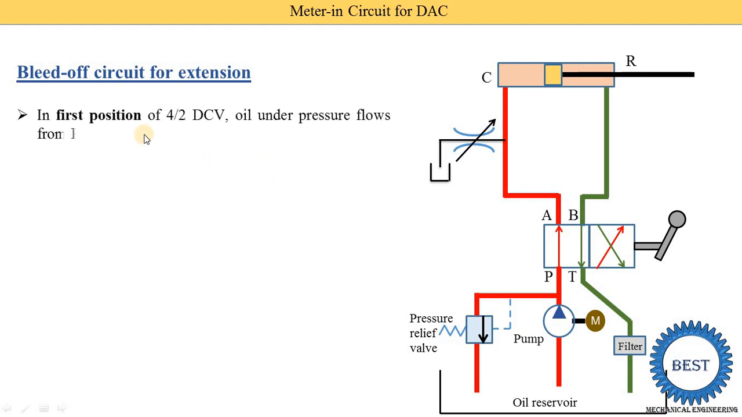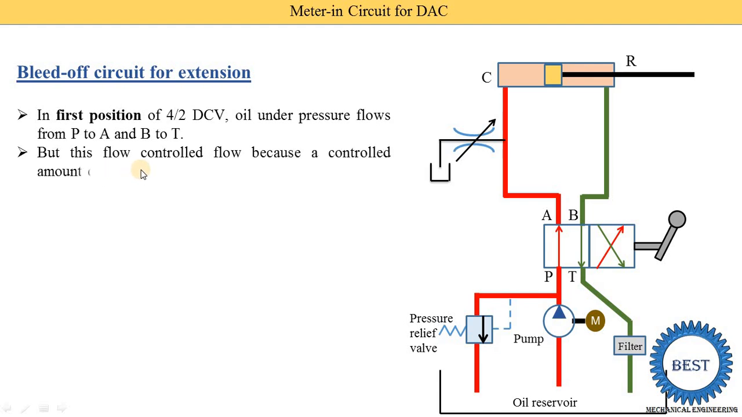Now in the first position of the 4/2 DCV, oil under pressure flows from P to A and B to T. So in this diagram you see that this is for the first position. The P port is connected with the A port, and the B port is connected with the T port. Oil under pressure flows from P to A, and after it reaches these points, what happens? Now we study here.